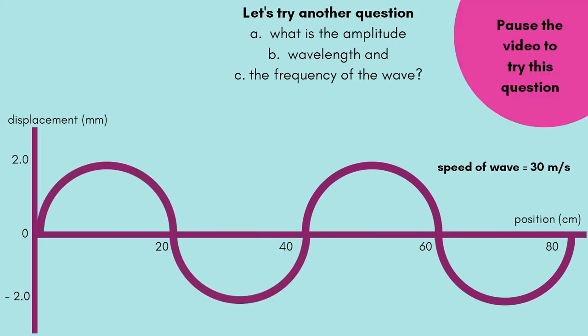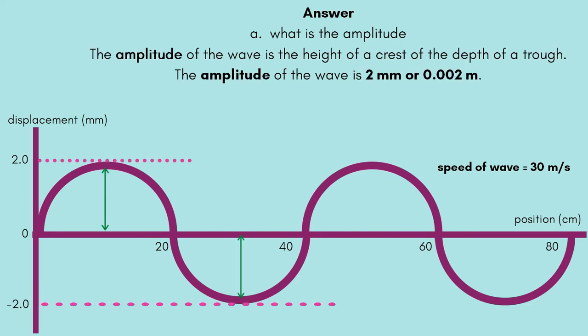Let's try another question. A, what is the amplitude? B, wavelength, and C, the frequency of the wave? You may pause the video to try this question. All right, so what is the amplitude? The amplitude of the wave is the height of a crest or the depth of a trough. The amplitude of the wave is therefore 2 millimeters, or converted into SI units, we have 0.002 meters.